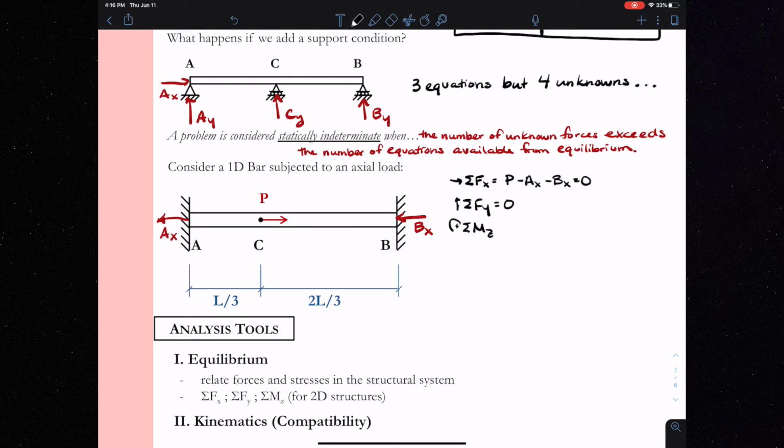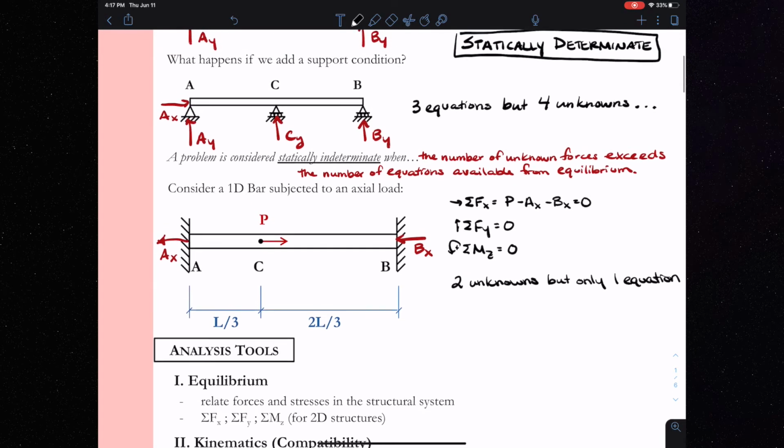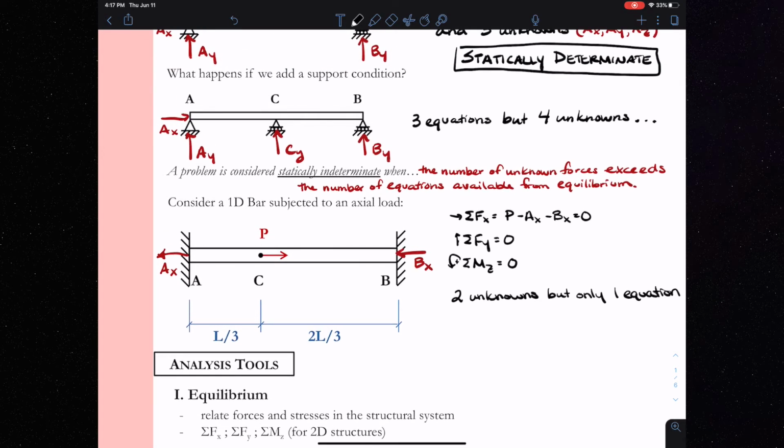The other equations of equilibrium, sum of forces in the y and sum of moments about the z-axis, yield pretty much 0. Now I know it's a fixed end, and we could technically say that there are fixed end moments and vertical reactions at these points, but because we only have a horizontally applied load, we really don't have any forces in the y direction, and we won't have any moments. So now we have two unknown variables, but we only have one available equation from equilibrium. And therefore, we would say that this problem is statically indeterminate because the number of unknown forces exceeds the number of equations we have available from equilibrium.